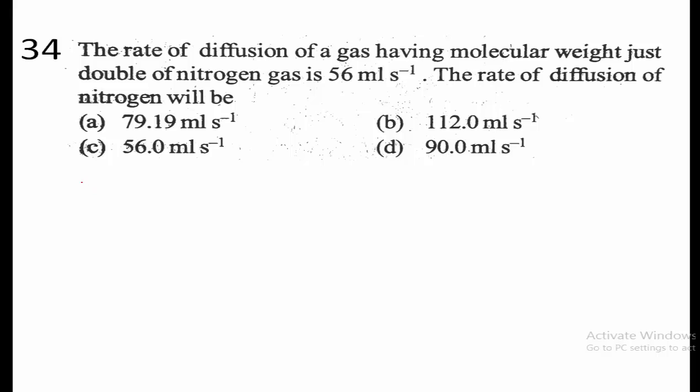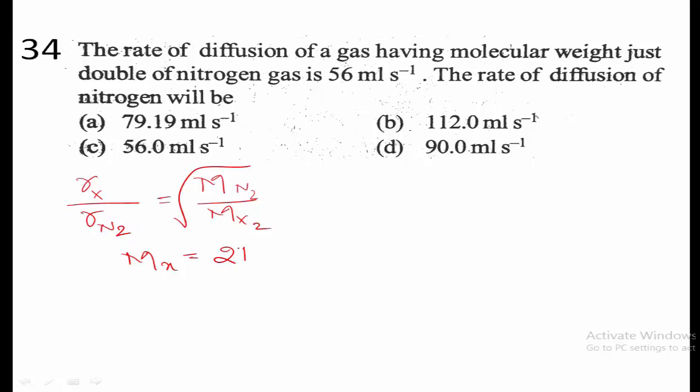So first, as you know, rate of diffusion of X divided by rate of diffusion of nitrogen, you have to take the ratio, then square root of molecular mass of N2 divided by molecular mass of X2. Now you have one condition, that is molecular mass of X is twice the molecular mass of nitrogen. So now substitute the values in this equation. Rx is 56, divided by R(N2), the rate of diffusion of N2, which you have to calculate.